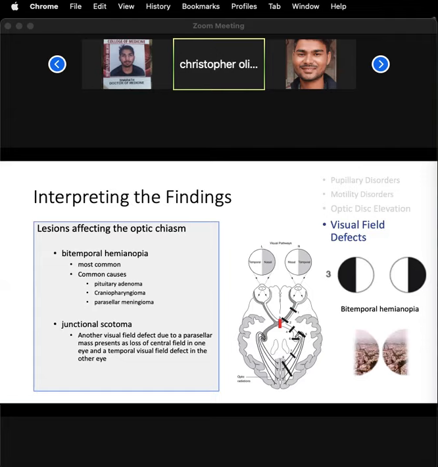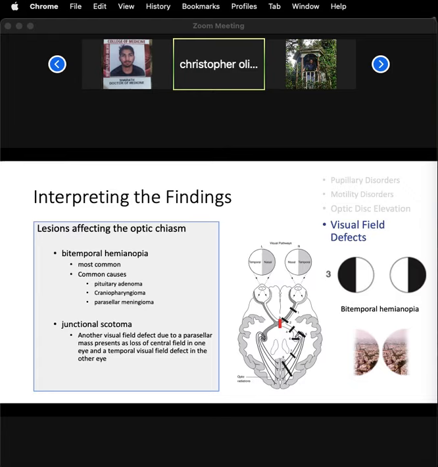Okay, now affecting the optic chiasm, it will present with a visual field defect, bitemporal hemianopia. Only the sides can see. Parang horseshoe vision, may cover yung sides ng periphery niya, so yung center lang. So this is most common. The causes can be pituitary adenoma, craniopharyngioma, and parasellar meningioma.